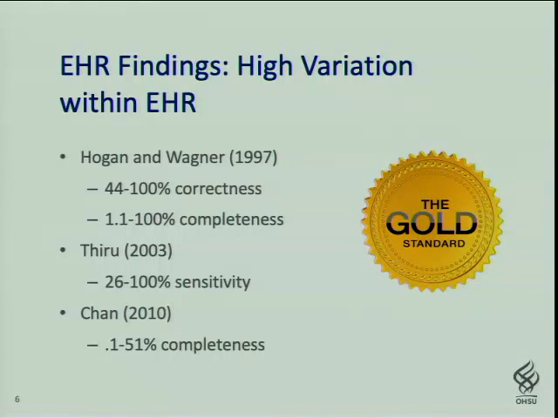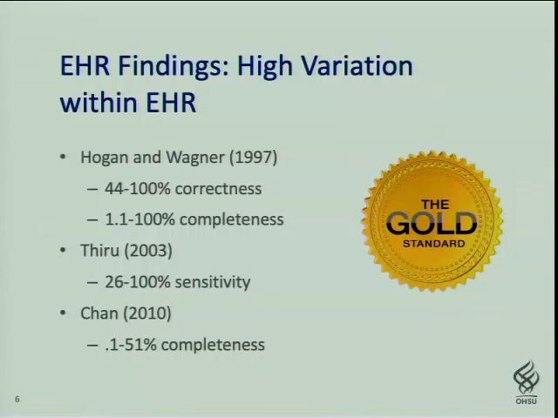There's been a lot of research in the last few decades as EHR becomes more readily available. A study in 1997 found that between various fields within the EHR, there's anywhere from 44 to 100% correctness and 1.1 to 100% completeness. Similarly, 6 years later in 2003, there was a sensitivity value of 26 to 100%, which is a similar metric that they use to calculate basically completeness. And additionally, 7 years later, 0.1 to 51% completeness of blood pressure readings.